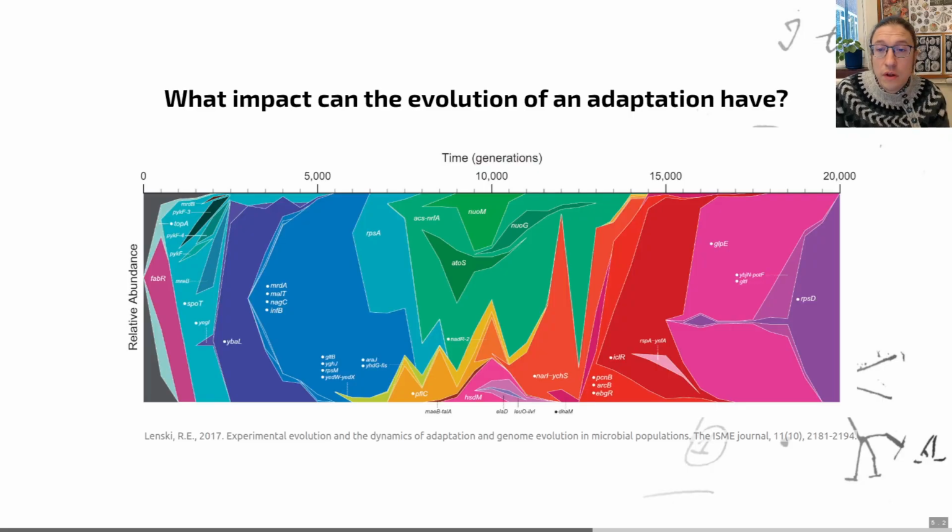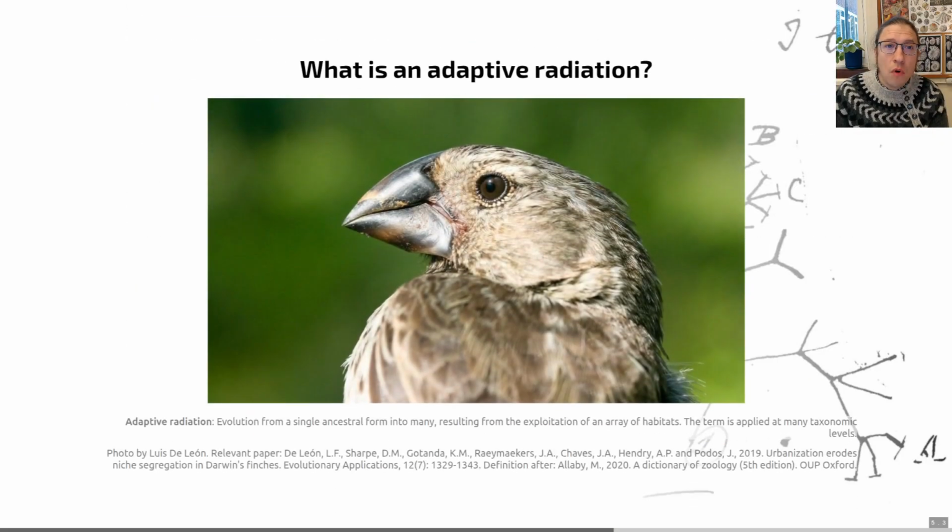So these are obviously incredibly important organisms, but it's worth also thinking about what would happen in eukaryotes, which are very different organisms and often have sexual reproduction as well, which makes them just a tiny bit different to the prokaryotes that we're seeing evolve in this experiment. Well, there are probably quite a few things that I can say about adaptations in eukaryotes, but I thought I'd focus on a thing called an adaptive radiation.